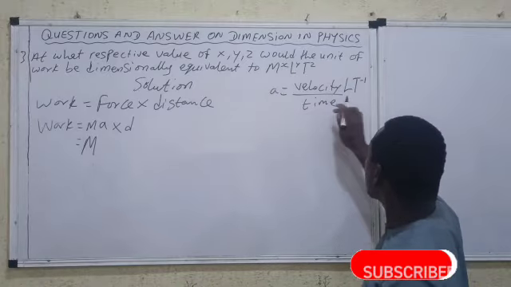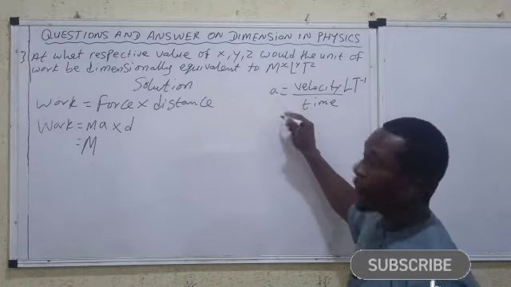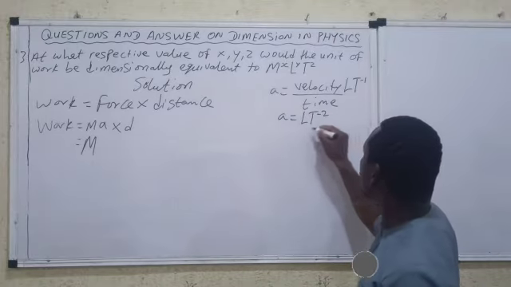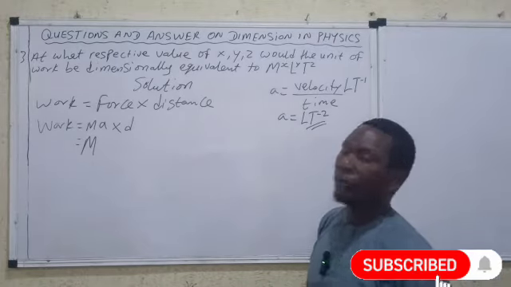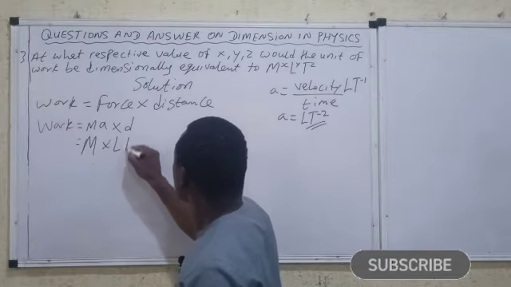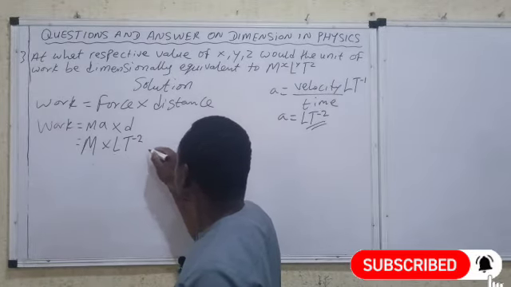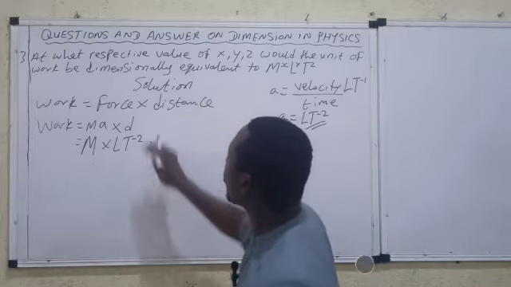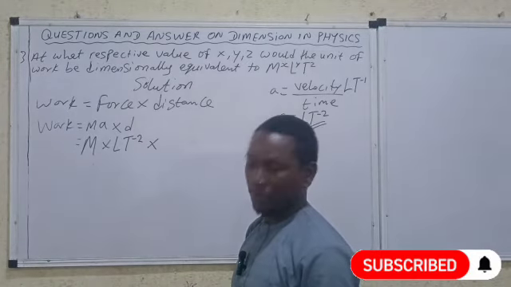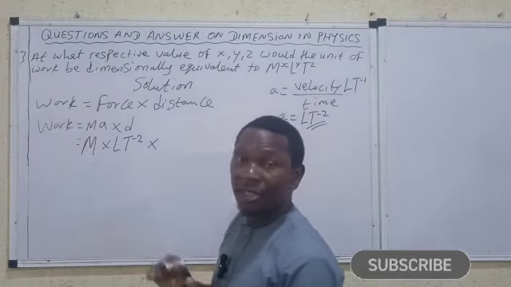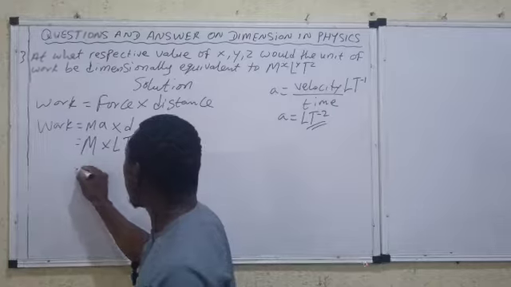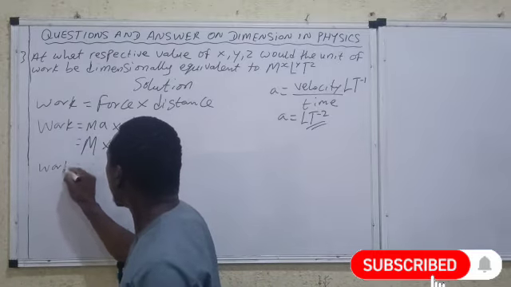Then if we decide to add this, the dimension of acceleration will now be L t raised to negative 2. So this is the dimension of acceleration, times L t raised to negative 2, times d. Now, d here is distance, and distance is length. Take note of that. Distance is actually length, L.